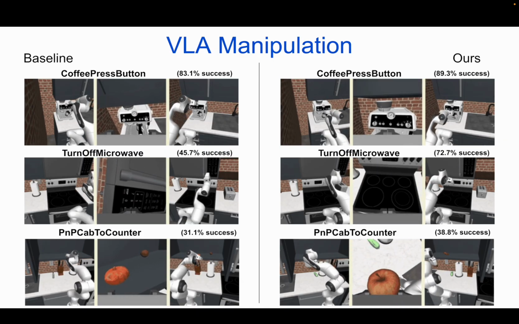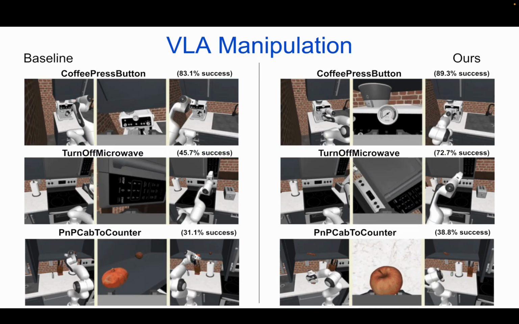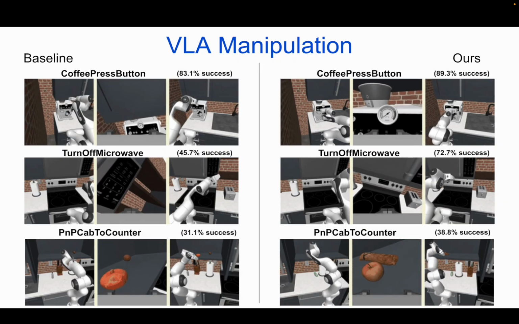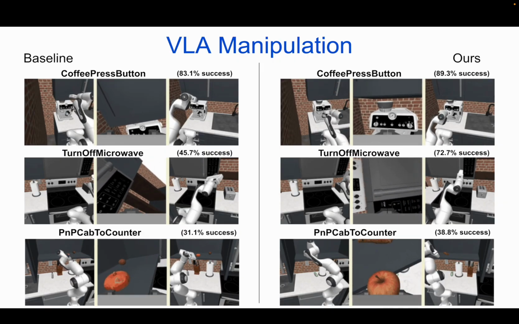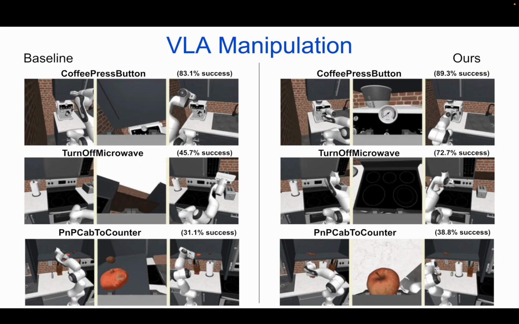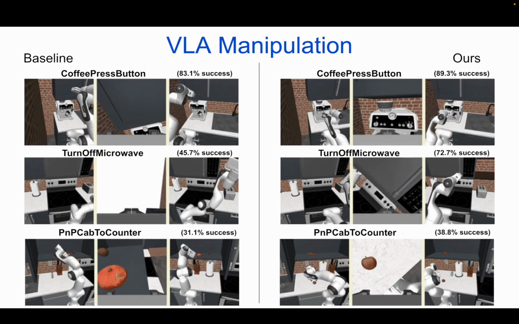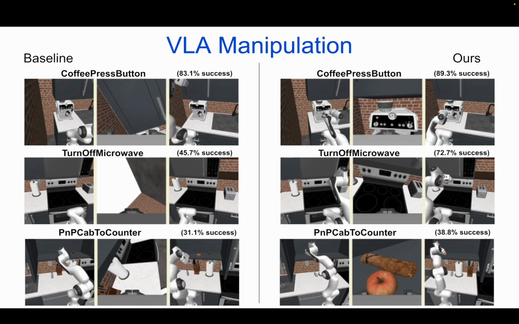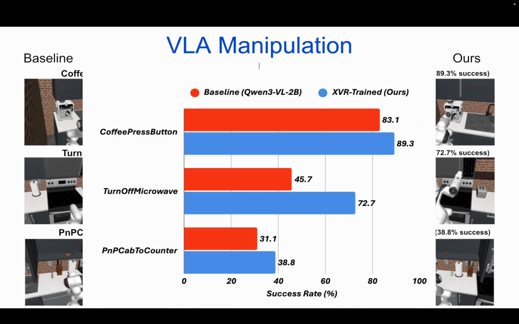Coffee press button improves from 83.1% to 89.3%. Turn off microwave shows a dramatic increase from 45.7% to 72.7%. PNP cab to counter improves from 31.1% to 38.8%. These consistent gains across diverse manipulation scenarios demonstrate that cross-view relation reasoning effectively transfers to robotic control.